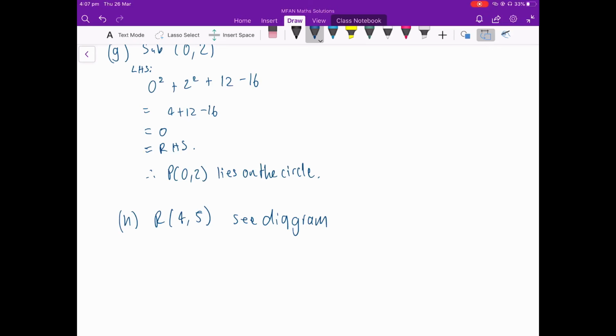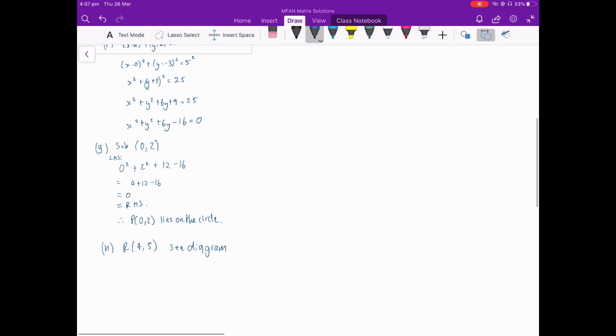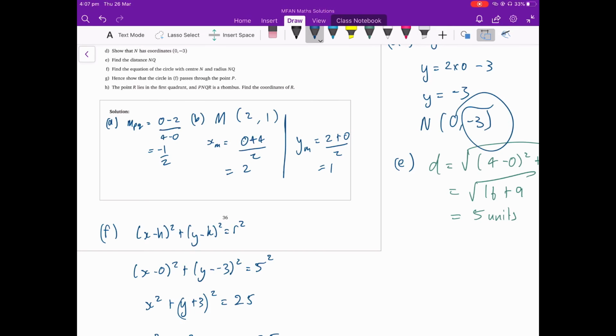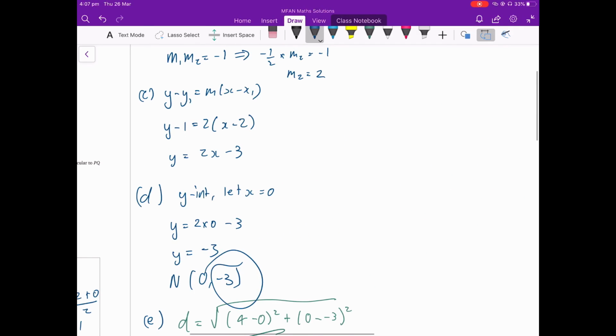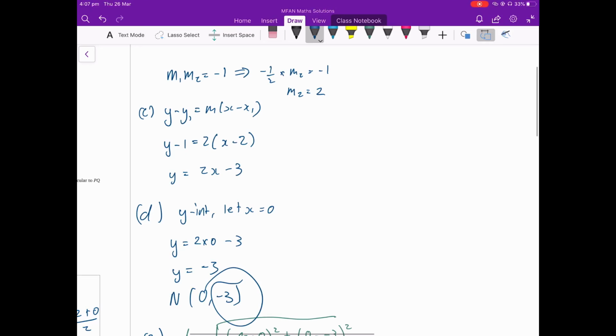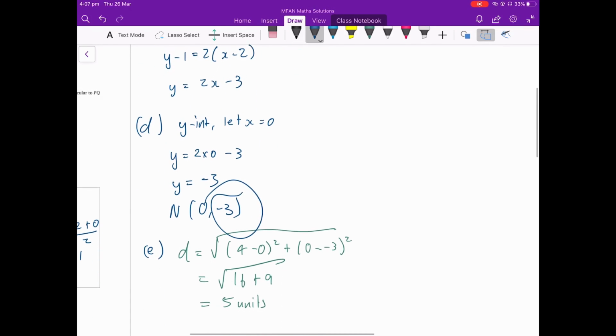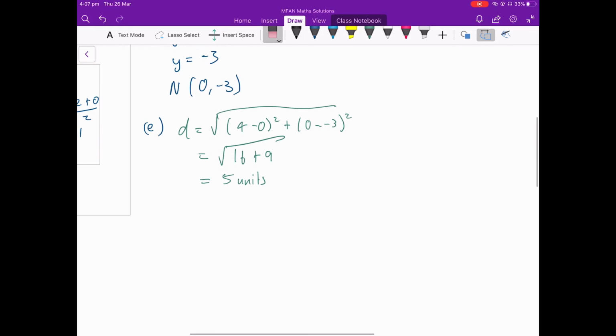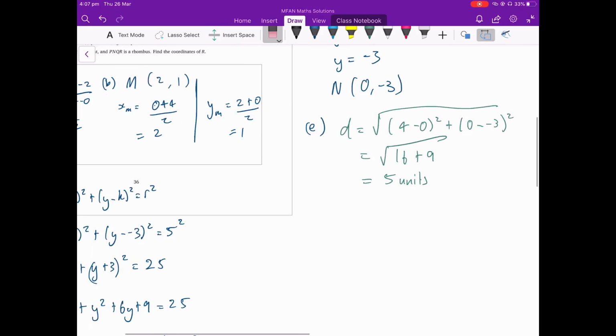All right, thanks for listening, and I hope you should be able to check your answers. So let's just go through the answers again. So for question A, the answer was minus 1/2. Question B, it was the point (2, 1). Question C, y equals 2x minus 3. Now that's in the gradient-intercept form. Question D, (0, minus 3). Question E was 5 units.